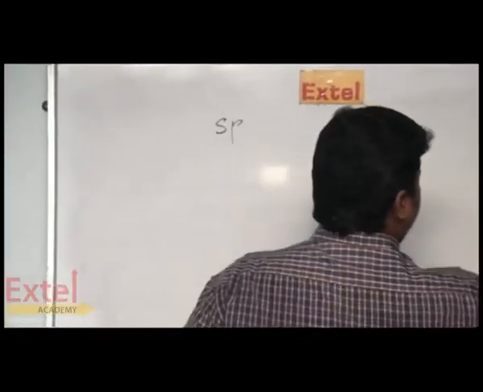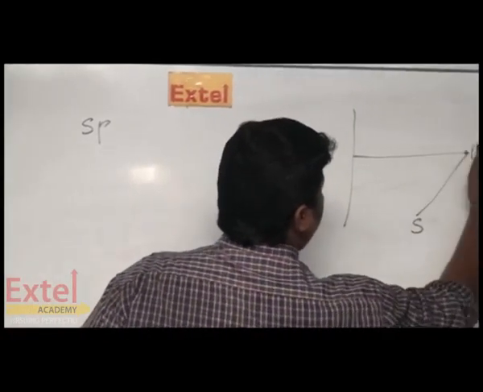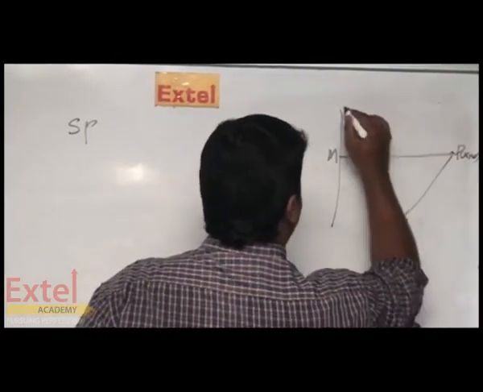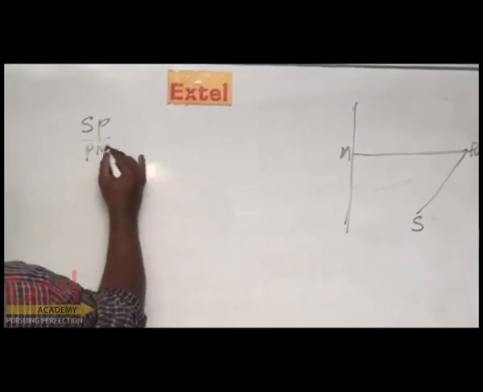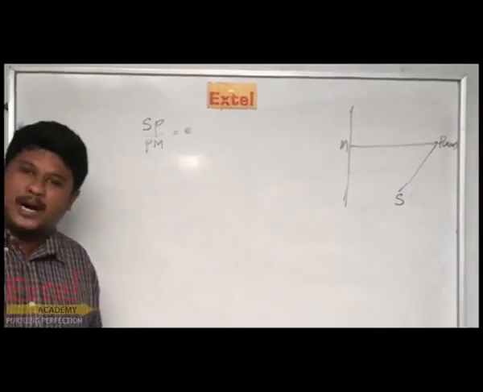Suppose we take the plane, with S as the focus, and P(x, y) any point on the plane. Let M be the foot of the perpendicular, so PM is the perpendicular distance. Then SP by PM equals e, where e is the eccentricity. This is said to be a path.